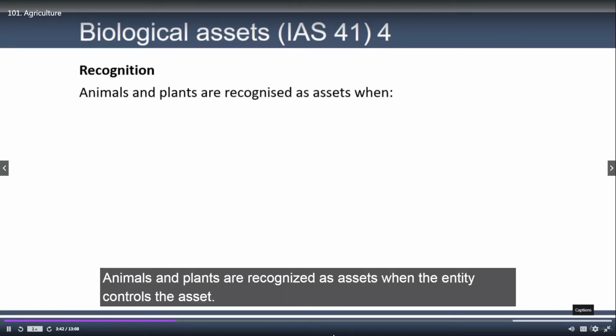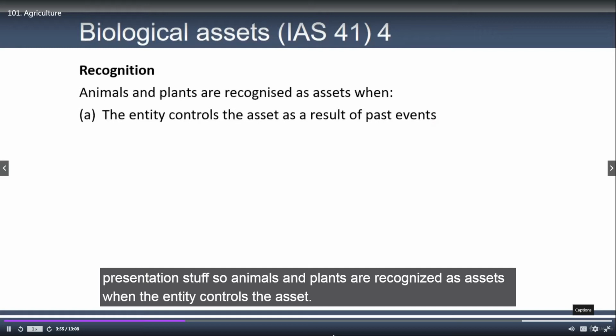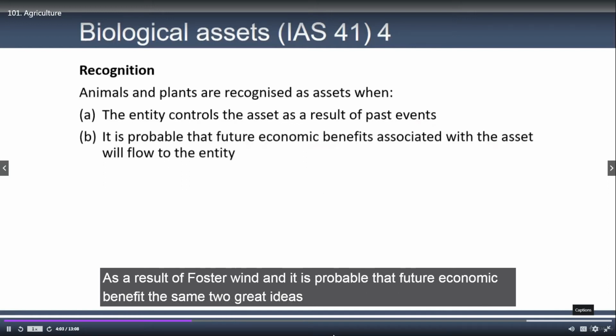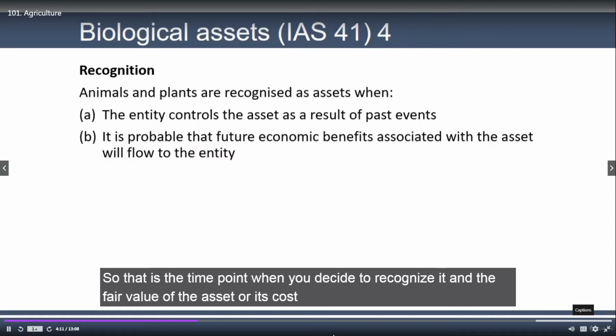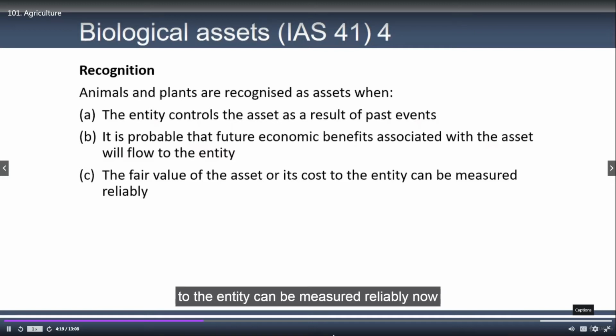Recognition: animals and plants are recognized as assets when the entity controls the asset as a result of a past event. Now again, we will have two or three issues: recognition, measurement and presentation. So animals and plants are recognized as assets when the entity controls the asset as a result of a past event, and it is probable that future economic benefit will flow, the same two criteria which we used for other assets as well. So that is the time point when you decide to recognize it. And the fair value of the asset or its cost to the entity can be measured reliably.